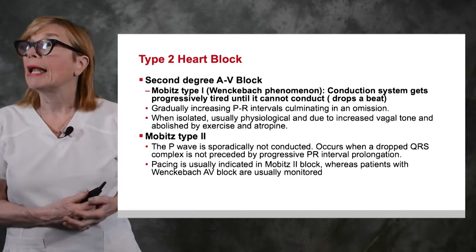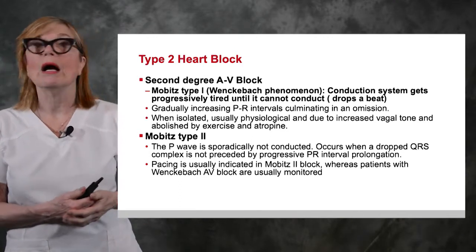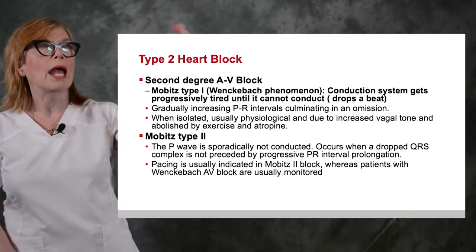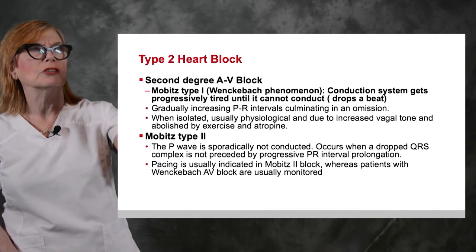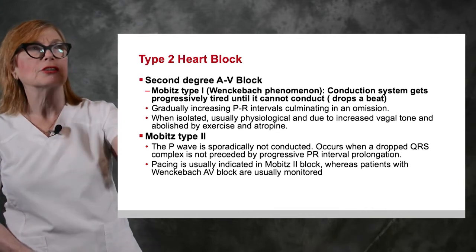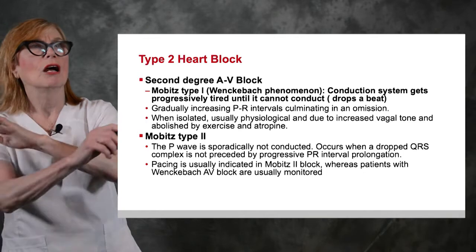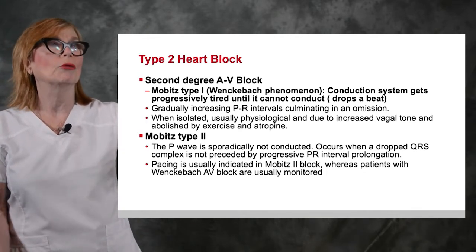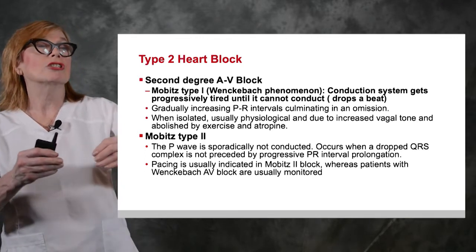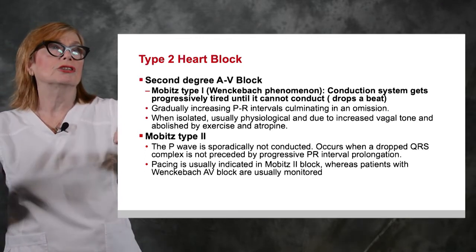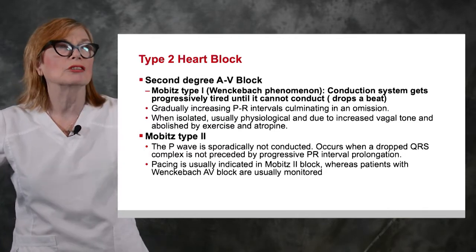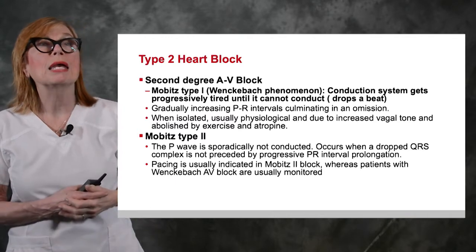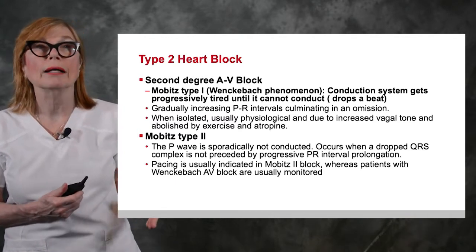Now, another category of second degree heart block is Mobitz type 2, which is no warning. AV junction conducts, conducts, conducts, conducts, fails, conducts, conducts, conducts, conducts, fails. So you have no warning of progressive PR prolongation, meaning the AV junction getting tired, tired, tired, fails. It's just conduct, conduct, conduct, fail. So that P wave is sporadically not conducted.